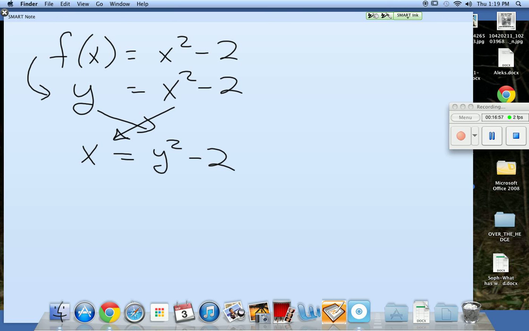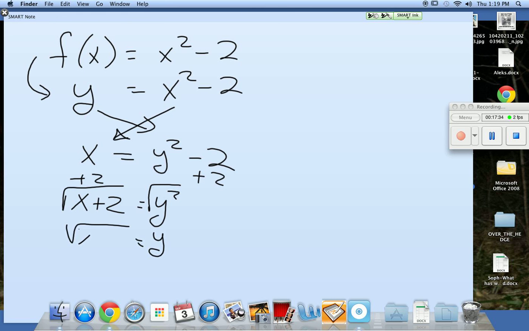Now we have to solve for y. That's what inverse is. You'll catch on to what we're doing here. Wait till you see the problems and see what it comes up with. I'm going to add 2 to both sides. So I'm going to solve for y. x plus 2 equals y squared. I'm going to square root both sides. y equals the square root of x plus 2.